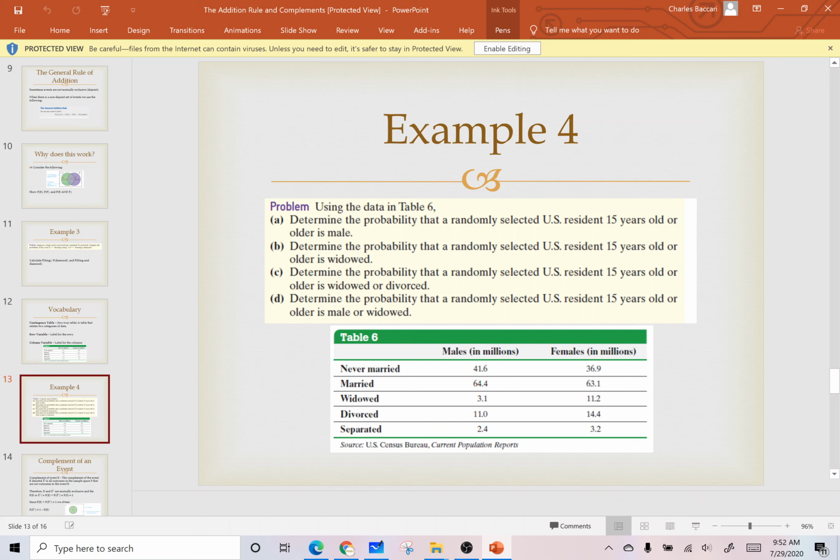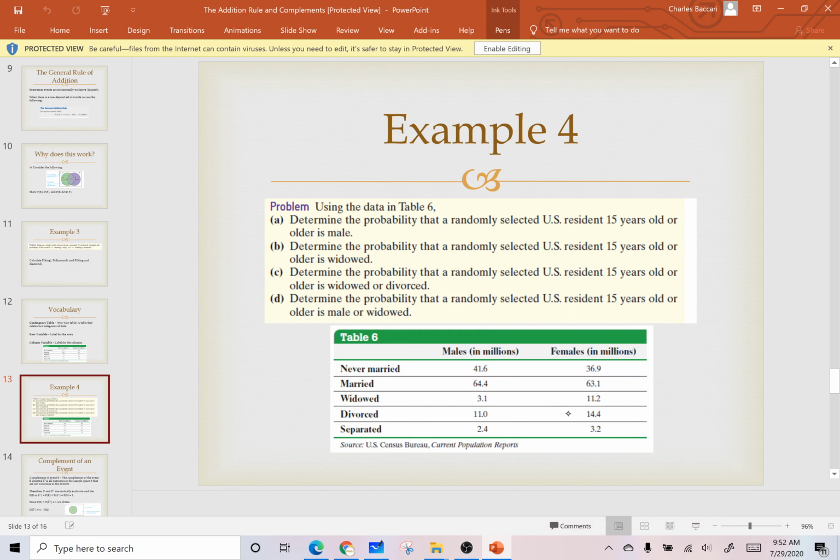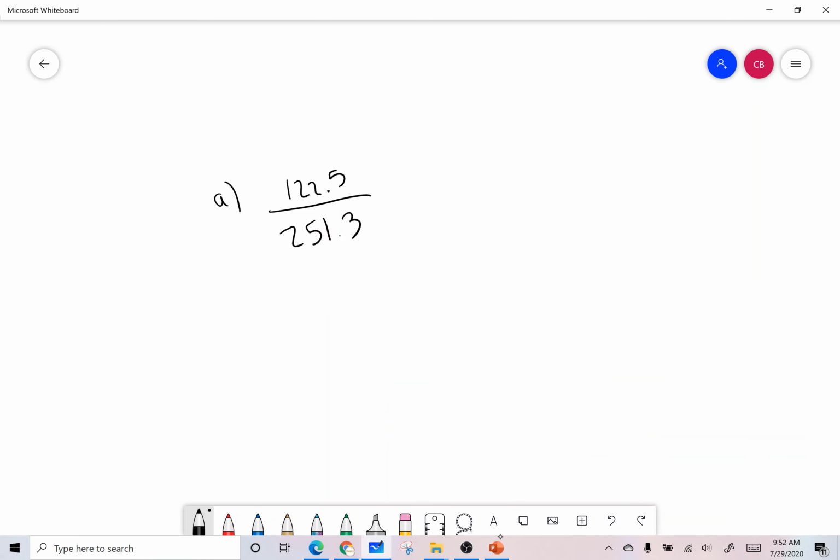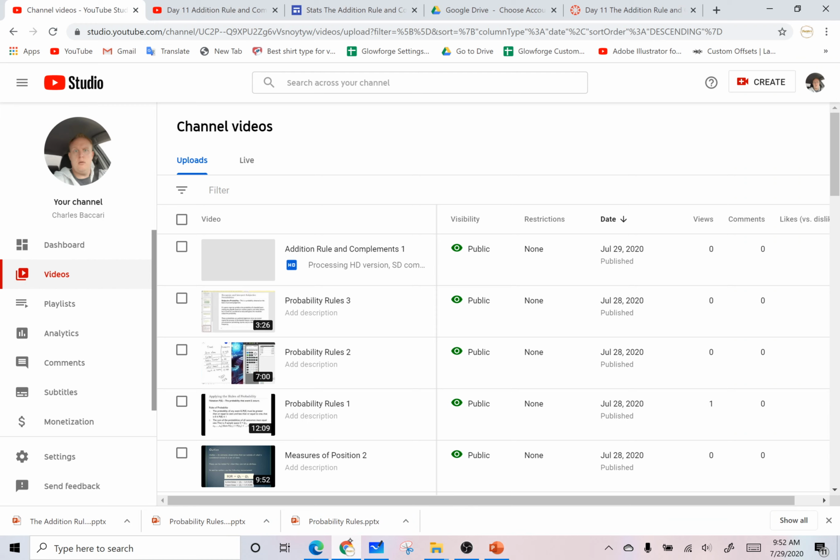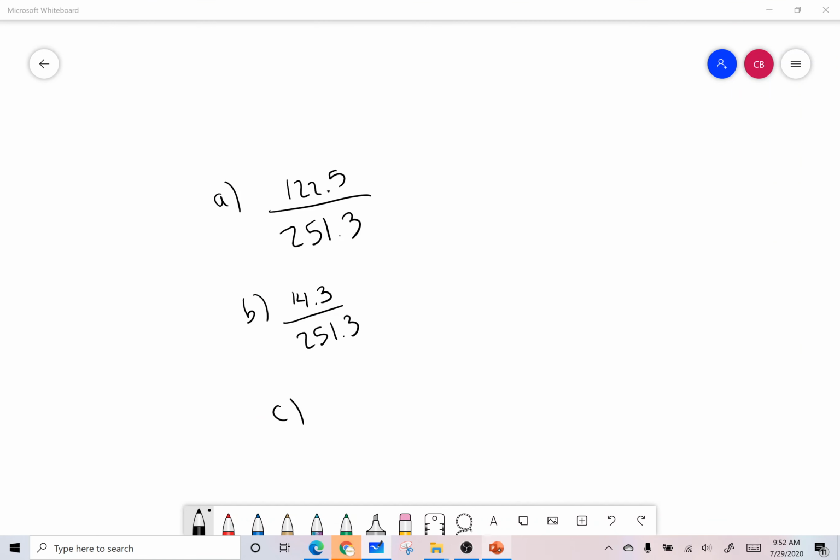Determine the probability that a randomly selected U.S. resident is 15 years or older or widowed. So widowed is 3.1 for males and 11.2 for females. So we can add those together and we get 14.3 out of 251.3.